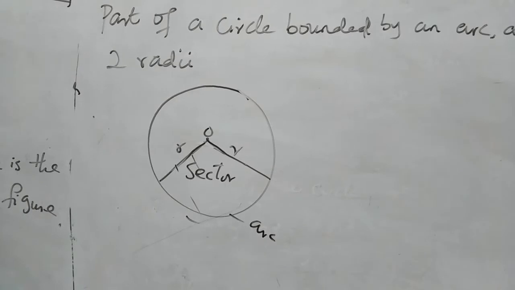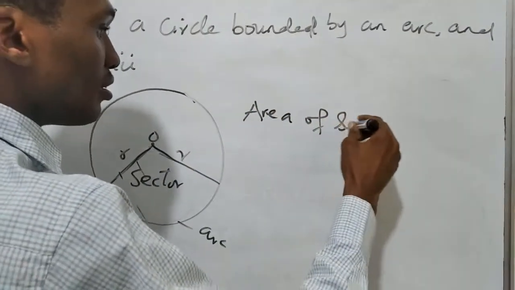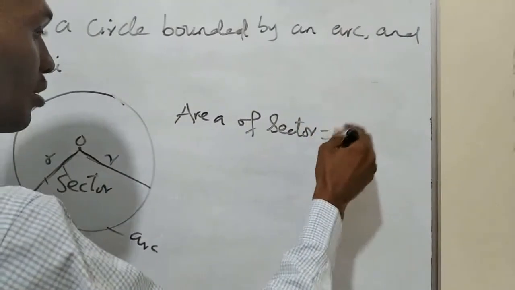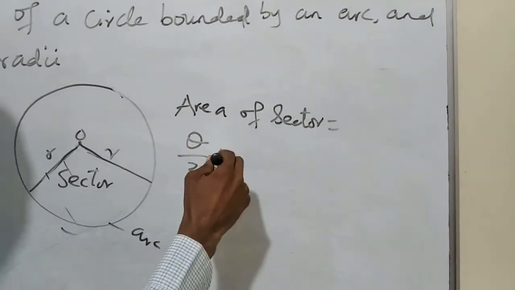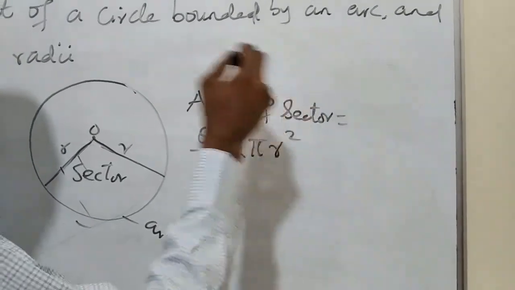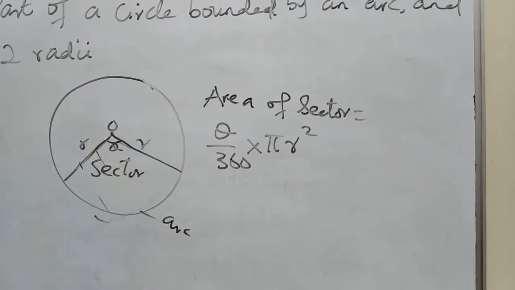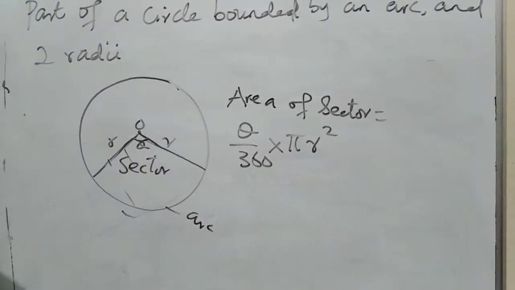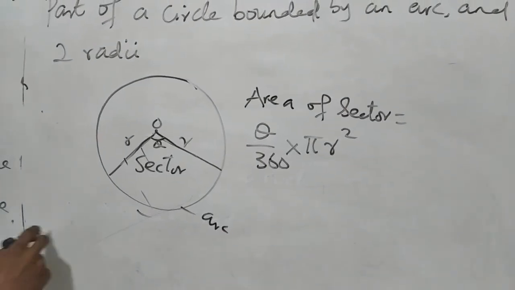Now, the area of the sector of a circle is given as theta over 360 times pi r squared, where theta is the angle subtended at the center of the circle. So we'll solve an example.